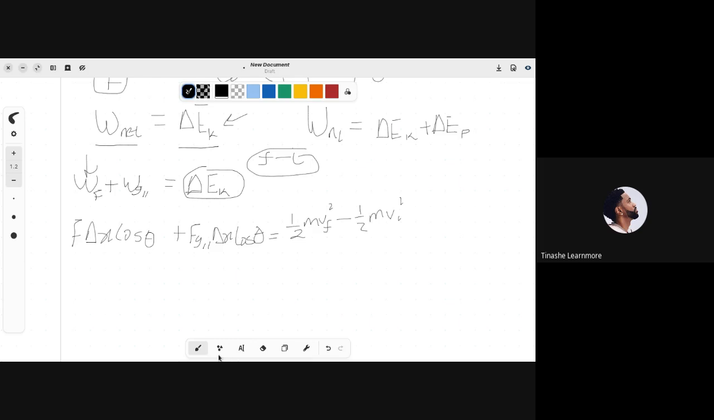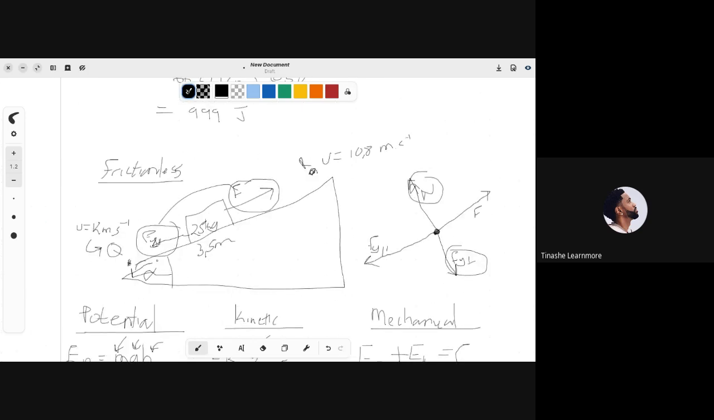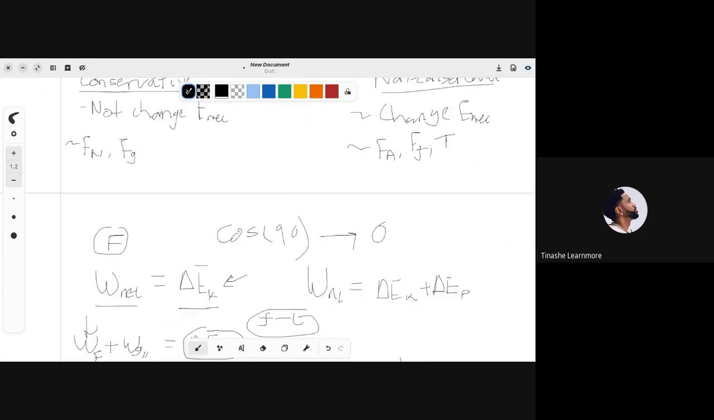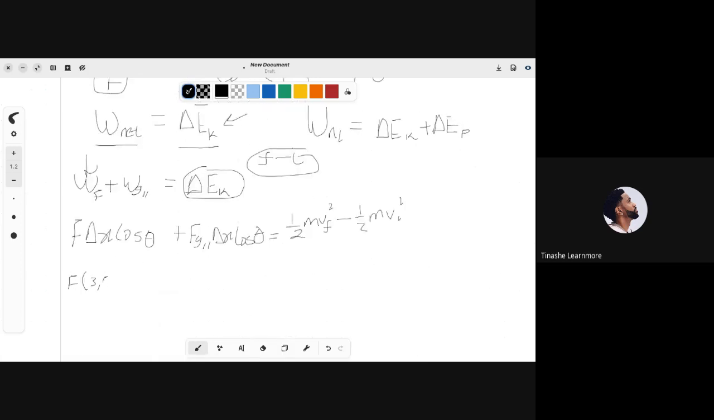Any questions on the expression so far before I continue with the substitutions? All right, I'll take that as a no. Then I'm going to start making the substitutions. I do not know what F is. Actually, this will help me calculate F. But the delta x, the displacement of the incline, we were told is 3.5 meters. So that's where my 3.5 comes into play.